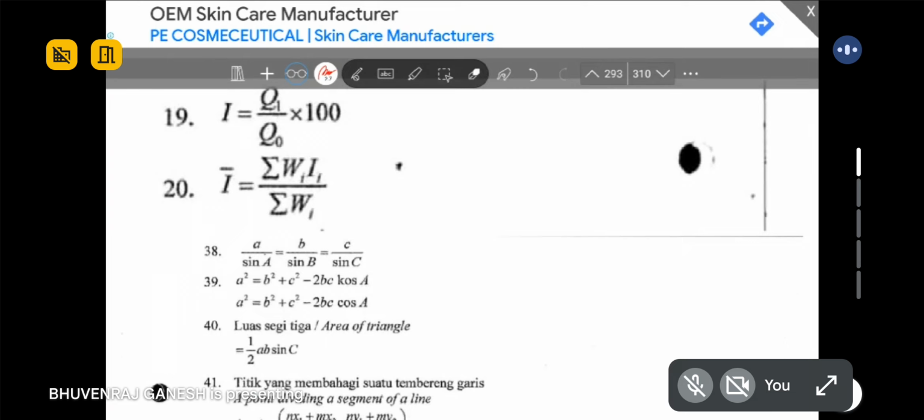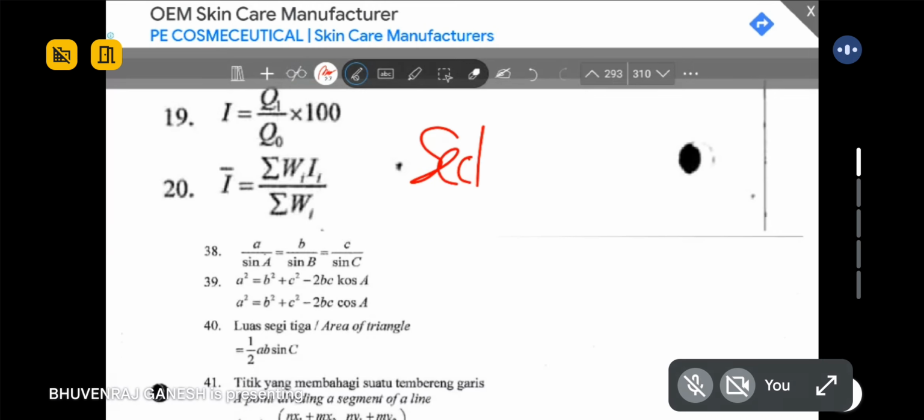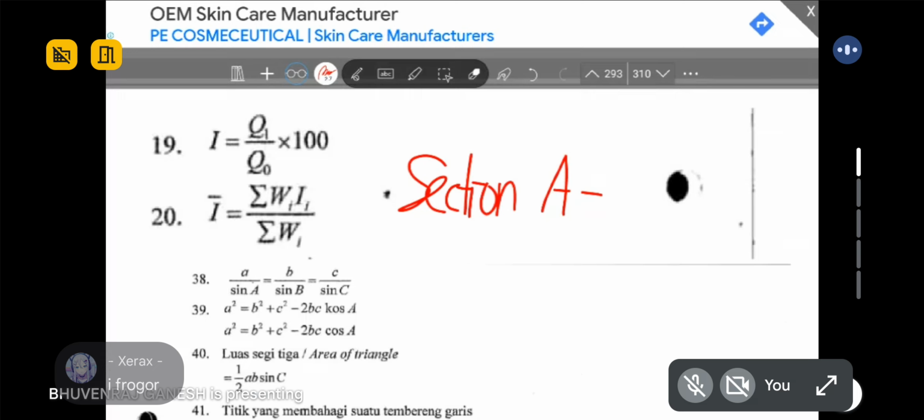Tiga bahagian. So Section A, how many questions do you have, guys? Bahagian A ada berapa soalan? Tell me if you know the format. Come on, comment. Who over here doesn't know how many questions for Section A? Okay, there are actually 7 questions for Section A in AdMaths paper 2. Bahagian A ada 7 soalan.